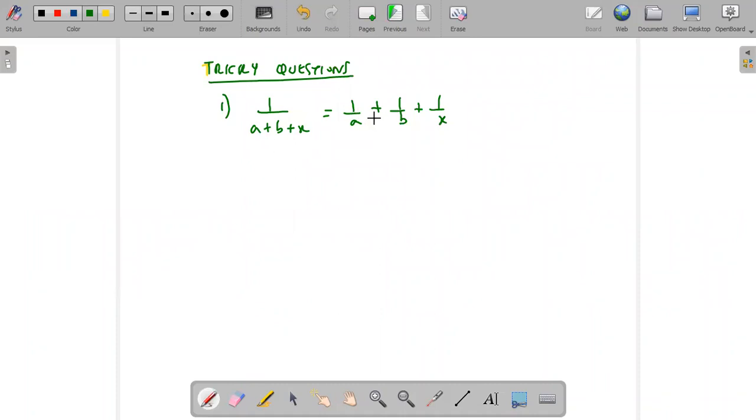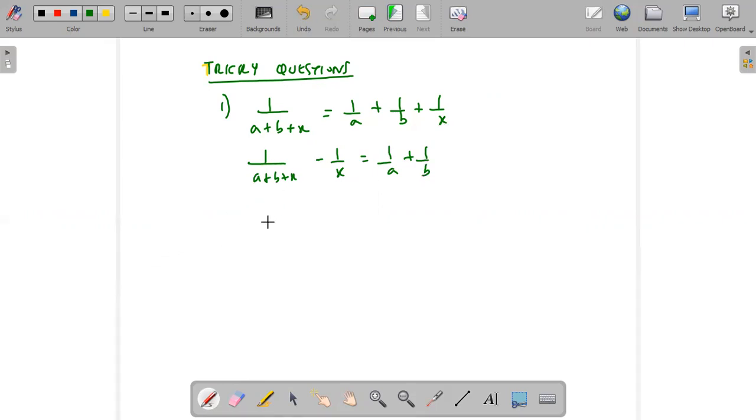Now, the first mistake that people do is generally start taking the LCM here. That is a wrong approach. Always remember, when you try to solve an equation, bring the like terms together. So there's an x term here, bring this x. We are solving for x, so bring the x term on one side. So we are going to get 1 upon (a plus b plus x) minus 1 by x is equal to 1 by a plus 1 by b. Okay, we are bringing the 1 by x this side.